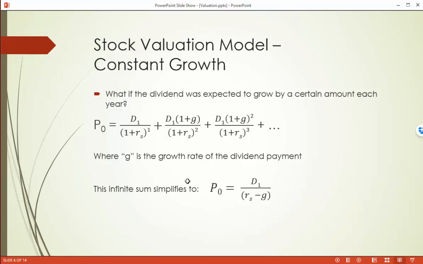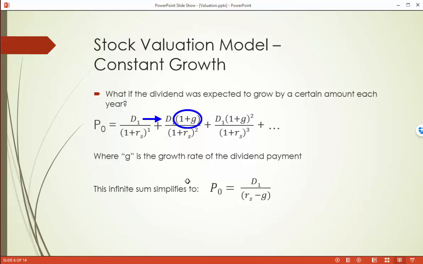So now we're going to relax the assumption that the dividends have to remain constant, and we're going to allow them to grow by a constant amount each year. And I should say grow by a constant percentage. So we've got this new formula. P sub 0 is equal to D1 divided by 1 plus the discount rate raised to the first power. And then you can see each of these subsequent terms, I'm growing the size of the dividend. So in this piece here, D1, I'm growing it by 1 plus the growth rate.